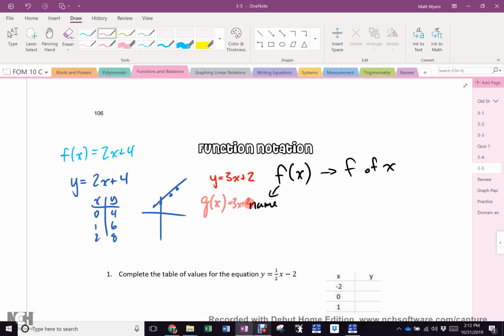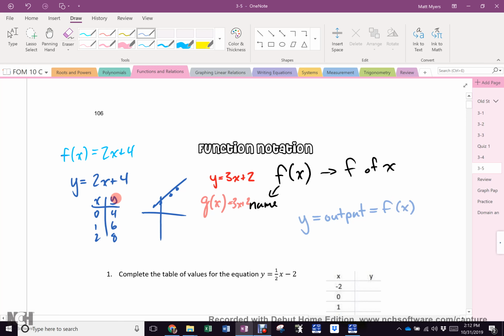Is everybody cool? Now you're smart kids. What did I write instead of y? I wrote g of x or f of x, yes? Which must mean that y, which is the output, must also equal f of x. So conceptually, y is this.